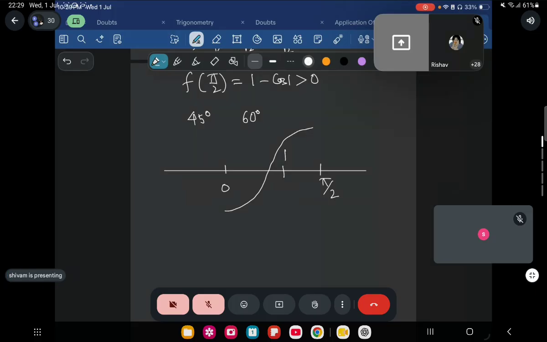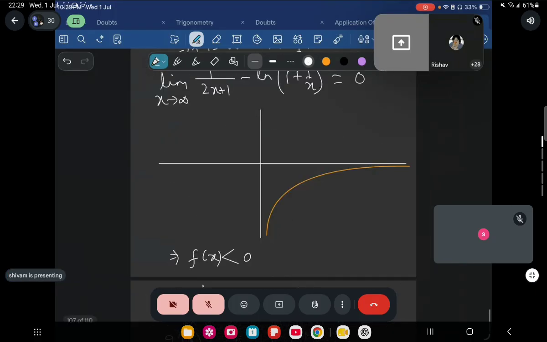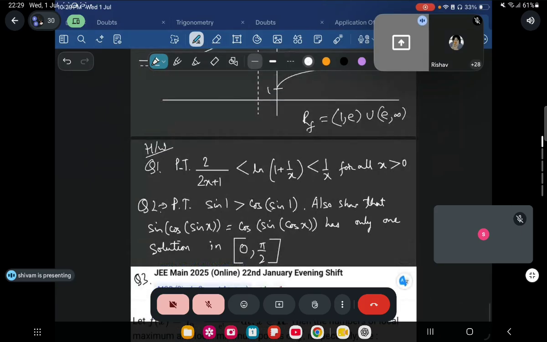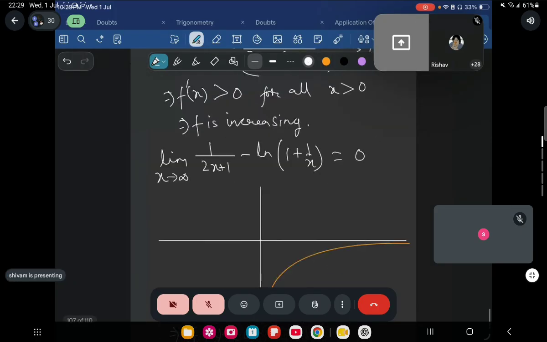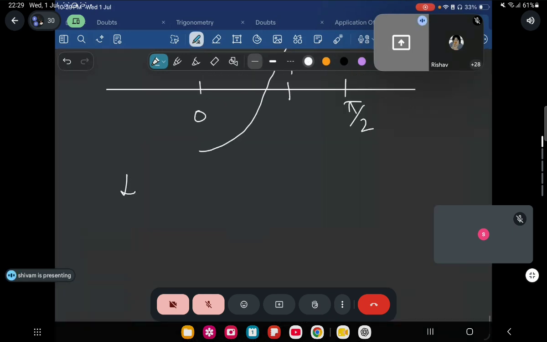Next, second part, let us prove it. What was the second part? We need to prove that cos of sine x, sine of cos of sine x is equal to cos of sine x, sine of cos x has one solution in 0 to pi by 2. So let us start. Over here, let g of x equal to sine of cos of sine x minus cos of sine of cos x.